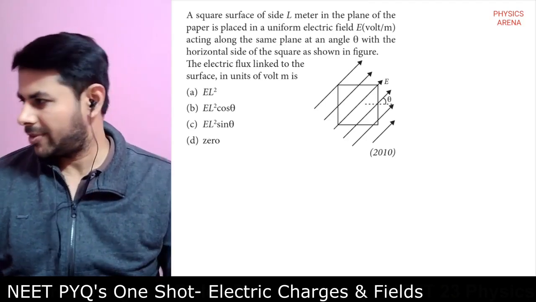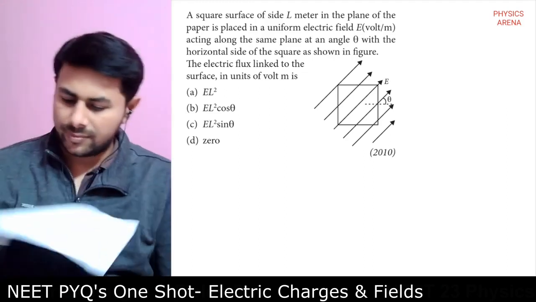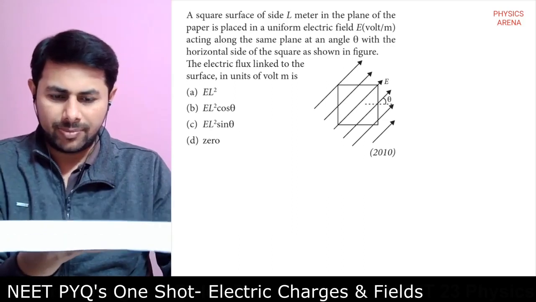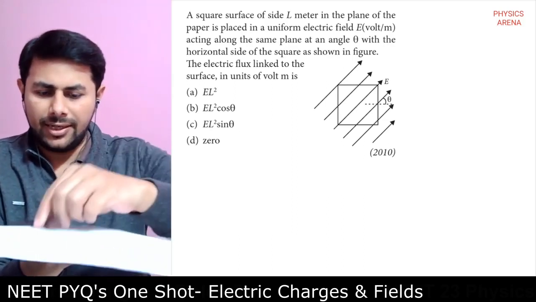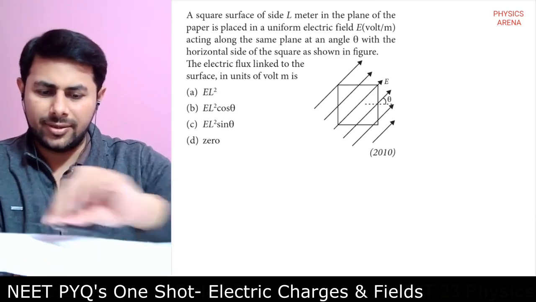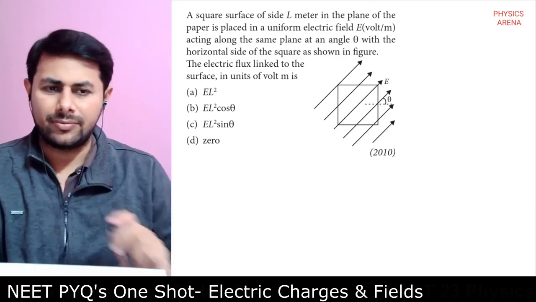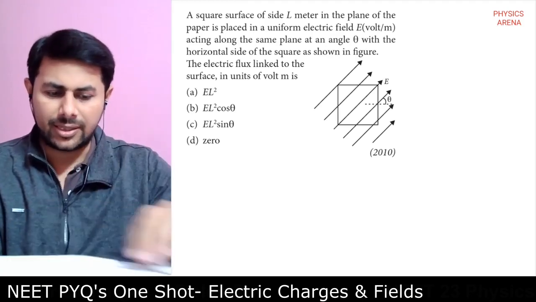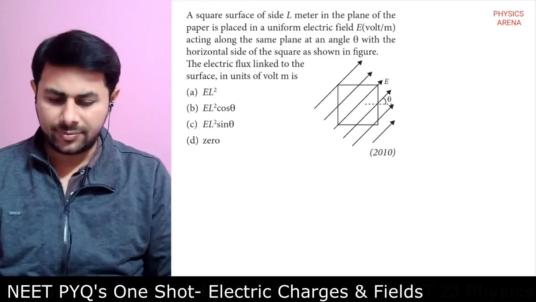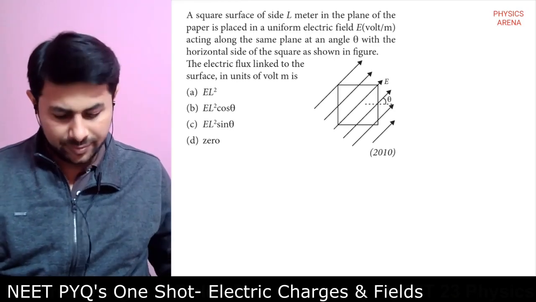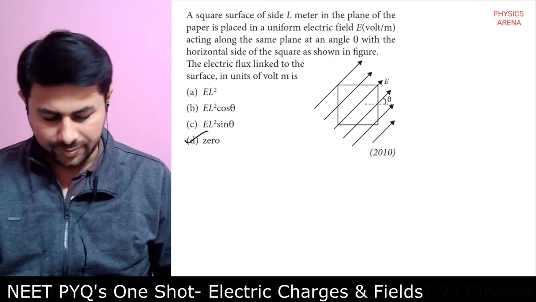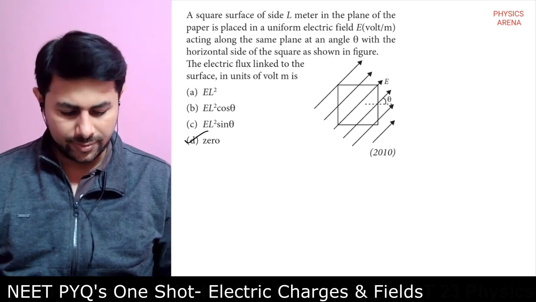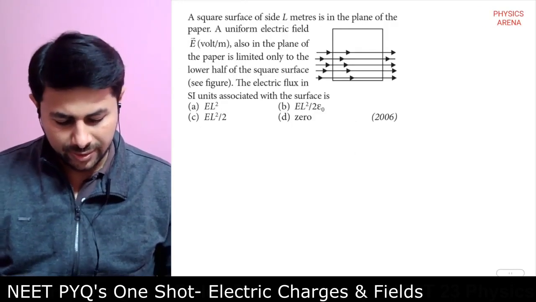See, this is the paper. It's in some plane, and electric field is passing like this, along that plane only. So no lines are passing through the paper. The electric field lines are passing like this only, right? So the answer is 0. There were many questions like this in NEET and in some other medical entrances.